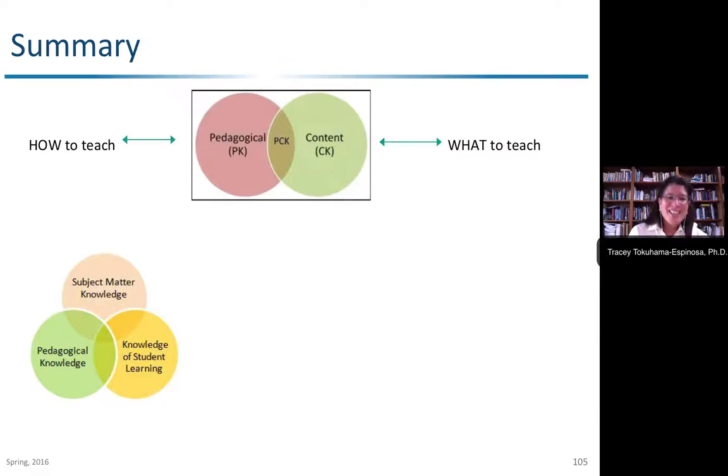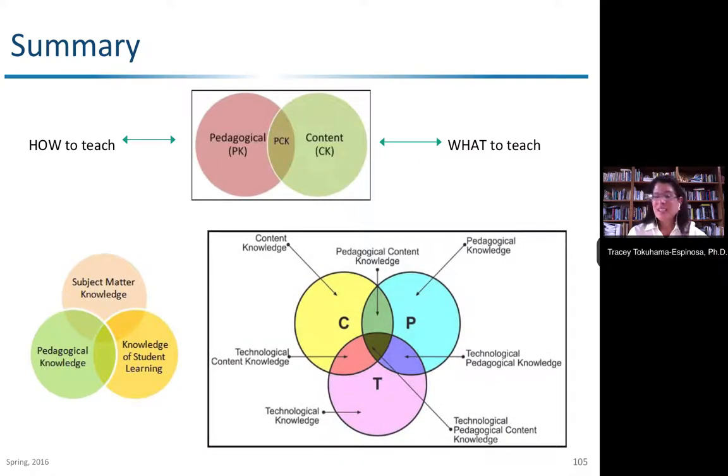But added to this now, this final element now, thanks to technology, is now we not only want people to have content knowledge, and we want them to have pedagogical knowledge. We want them to have pedagogical content knowledge, but we also want them to know how to leverage technology in their favor to be able to teach and take advantage and to have better and stronger student learning outcomes.